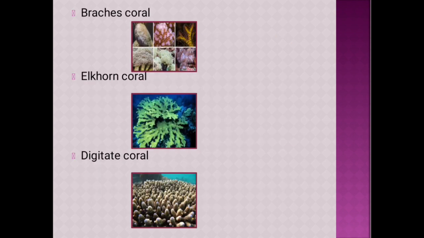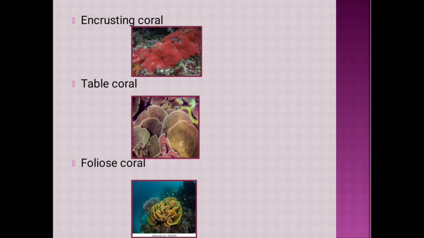First one is branching coral. Normally it has numerous branches with secondary branches. Second one is helicon. It has large, sturdy and flattened branches. Third one is digitate. It looks like fingers or clumps of fingers with no secondary branches. Then fourth one is encrusting. It grows as a thin layer against hard rocky surfaces.